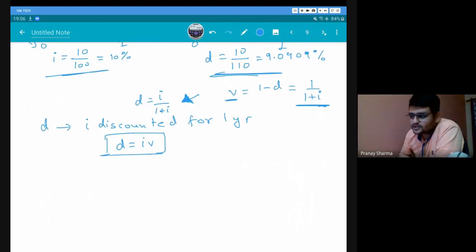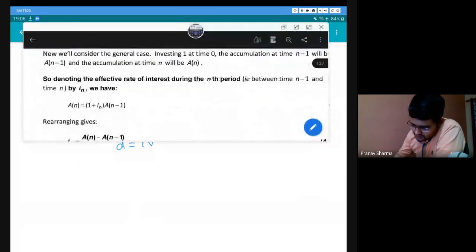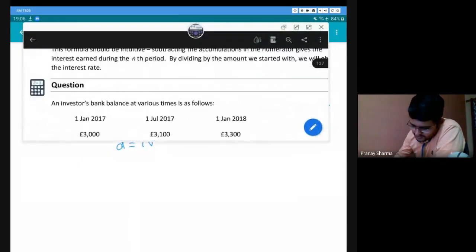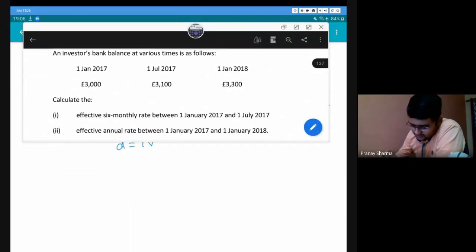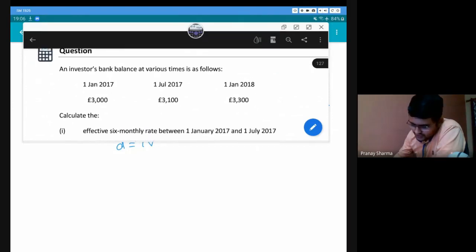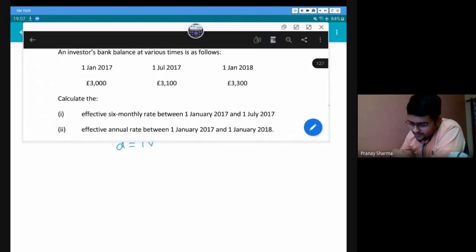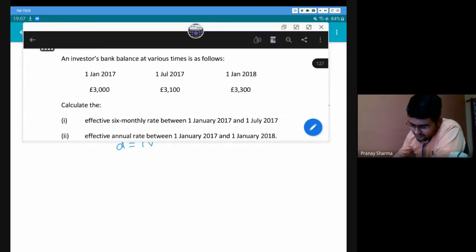So this becomes our concept of effective rate of interest and effective rate of discount. This ends this chapter here. I have shared this book with you all. You can start doing the questions. Whenever a concept is written, after that they will always give you a question. Start doing those questions. It's just practice, and it gives us an easier way of calculation.